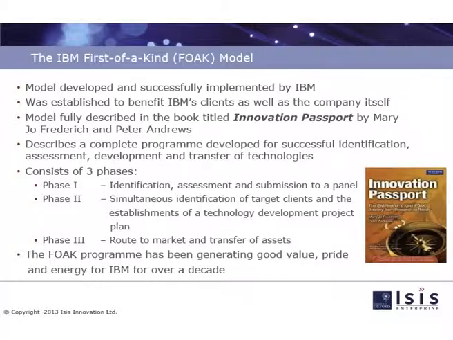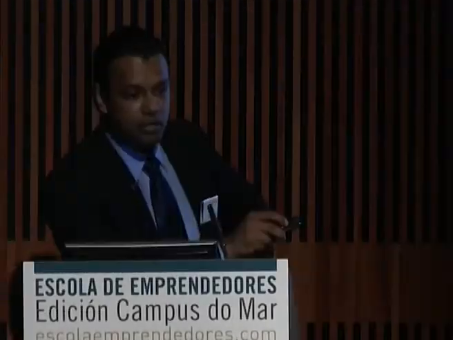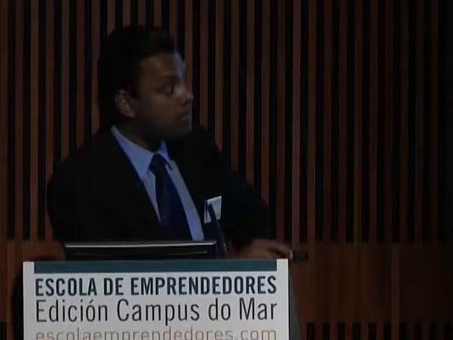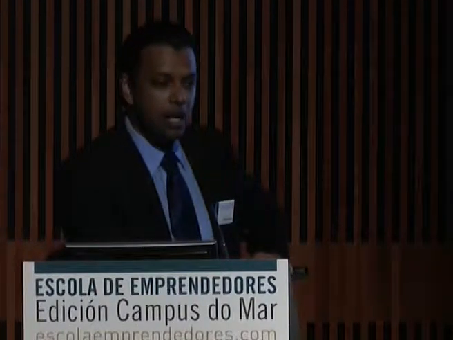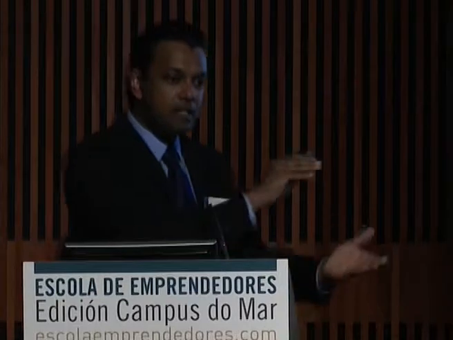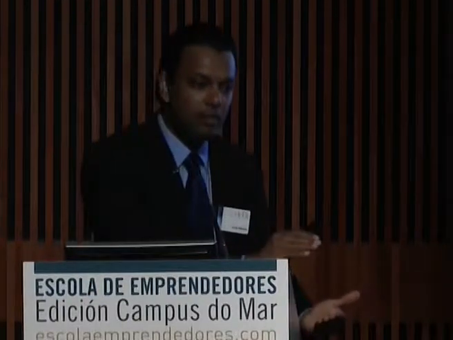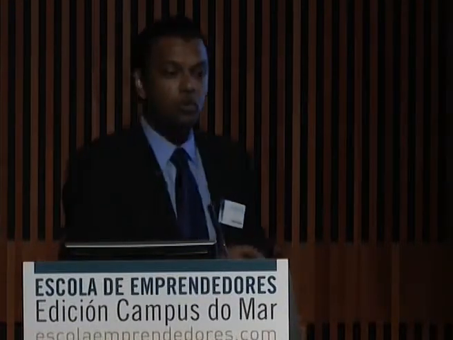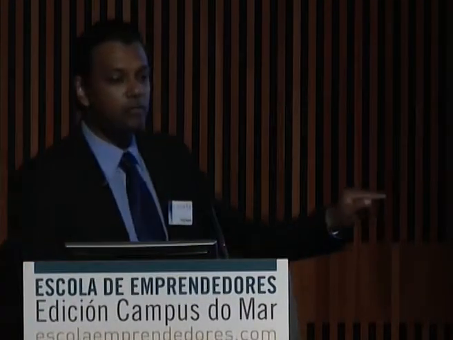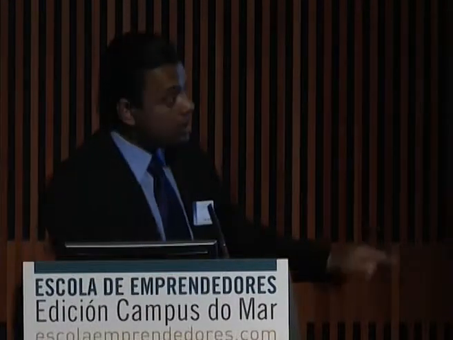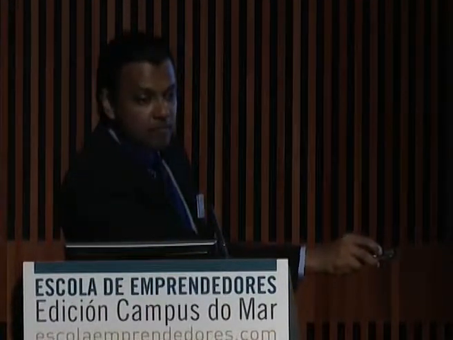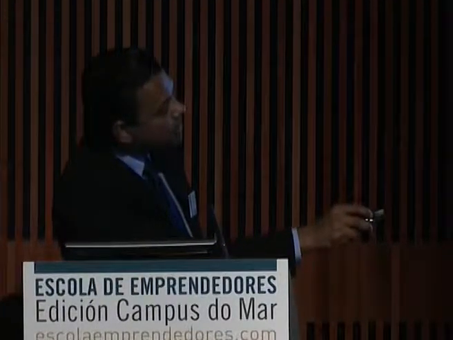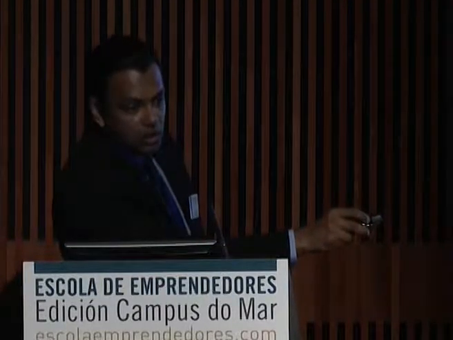This fork model, first of a kind model, is an effective model. It's a tech transfer model that IBM has established. And remember I mentioned before that some companies have a stack of patents that they are really not doing anything with, that is not core to their business. They are using this method in order to push them out. That's why this is a new model for them. And it works quite effectively. So if you happen to read that book, it's called Innovation Passport, written by Mary Jo Federich and Peter Andrews.